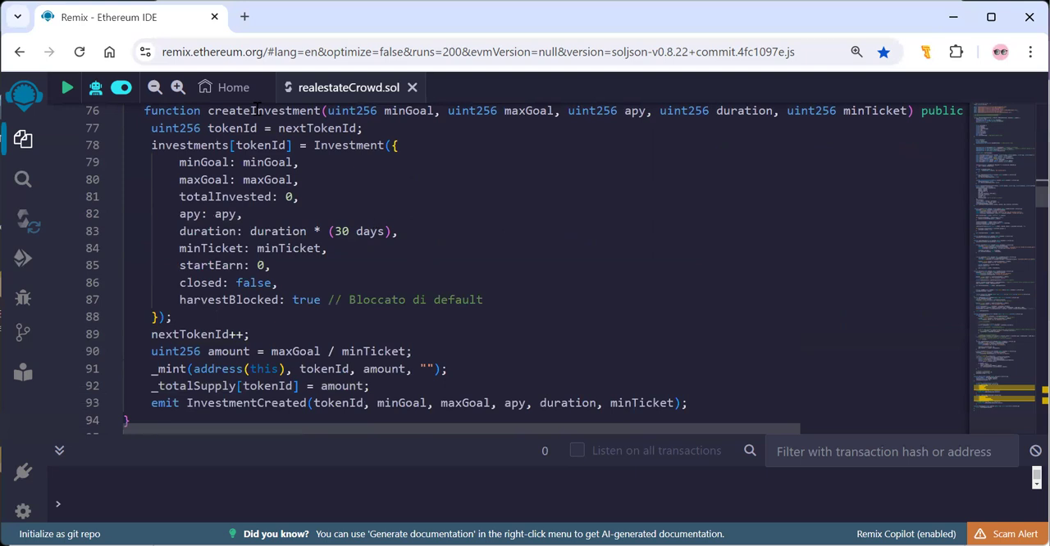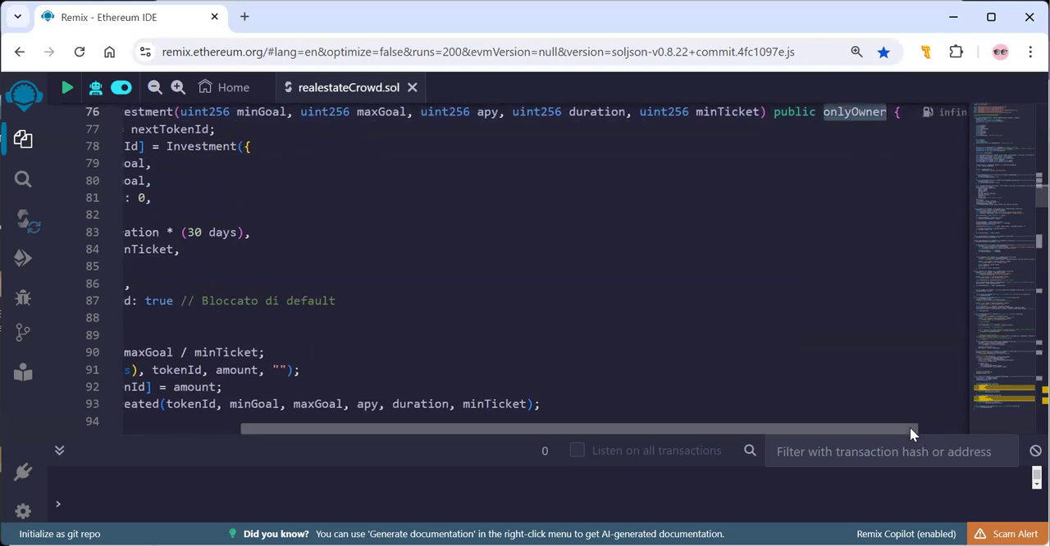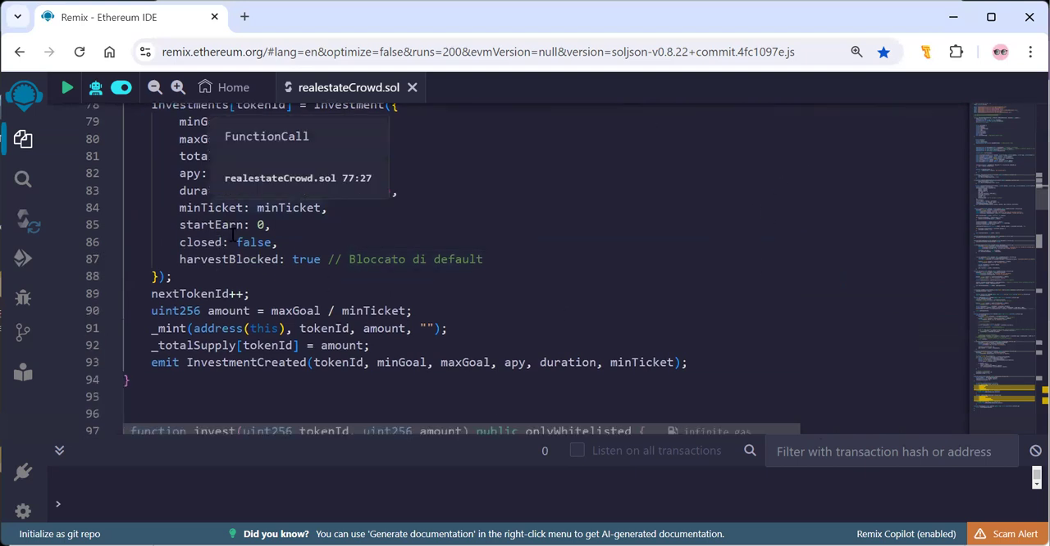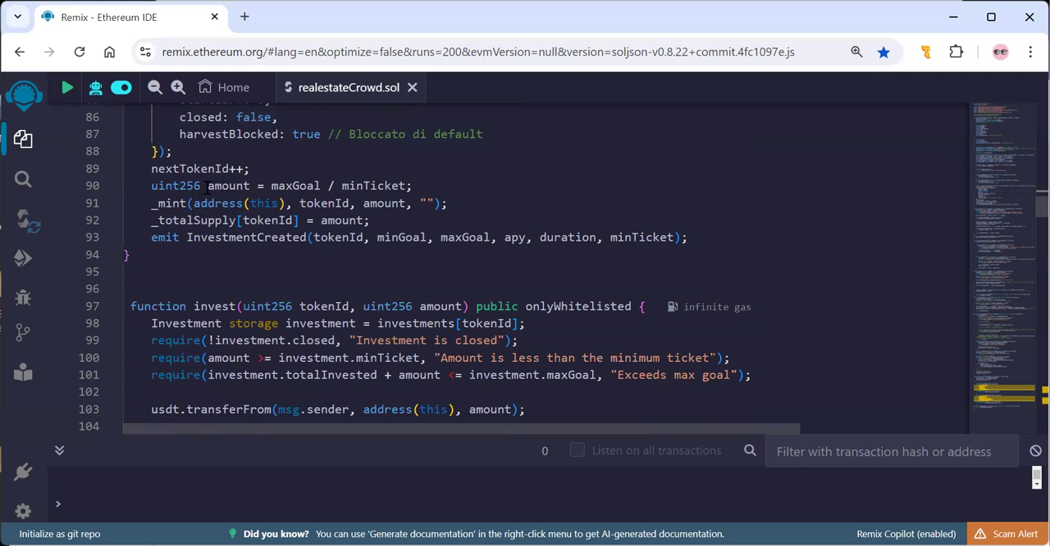Then we have a very important function that is createInvestment, that is from the owner. Only the owner can create a new investment with these parameters that are minimum goal, maximum goal, APY, duration, minimal ticket, and so on. Then start to earn is initialized to 0, also total invested is initialized to 0. Then after that, the amount of fragments, we can say the amount of shares, is calculated. That is the result of this operation: the division between max goal and minimal ticket will give the shares. After that, the token is minted and sent to the smart contract address itself.